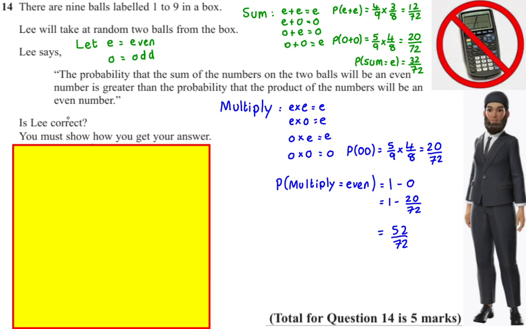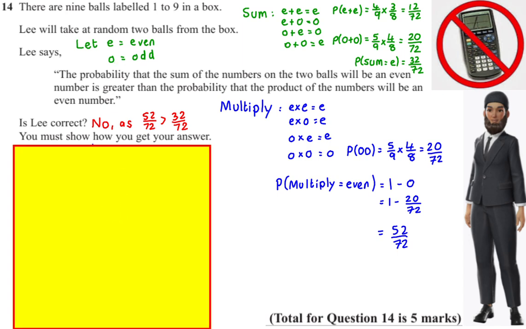Lee is suggesting that the probability that the sum of the numbers of the 2 balls will be an even number is greater than the probability that the product of the numbers will be an even number. So is Lee correct? No, it's not correct, and the reason being is that 52 over 72 is greater than 32 over 72.